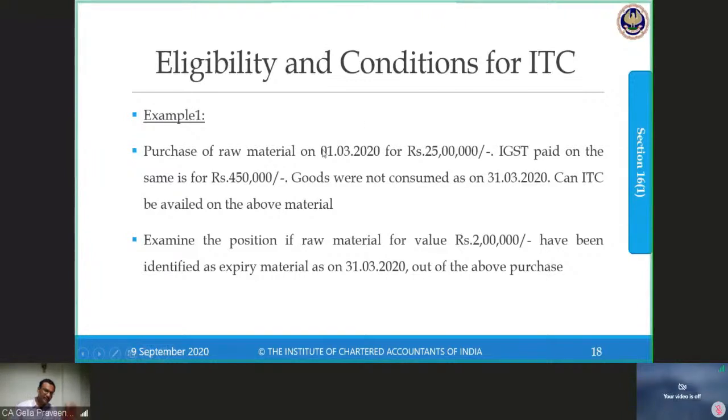As on 31st March, on 2 lakhs, assuming 18%, 36,000 is the GST paid. Can I use that input tax credit? Can I avail that input tax credit? What would be your answer?